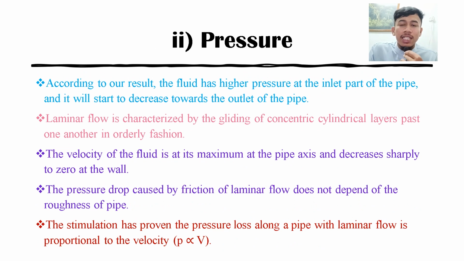Laminar flow is characterized by the gliding of concentric cylindrical layers past one another in an orderly fashion. The velocity of the fluid is at its maximum at the pipe axis and decreases sharply to 0 at the wall. The pressure drop caused by friction of laminar flows does not depend on the roughness of the pipe. Last but not least, the simulation has proven the pressure loss along a pipe with laminar flow is proportional to the velocity.